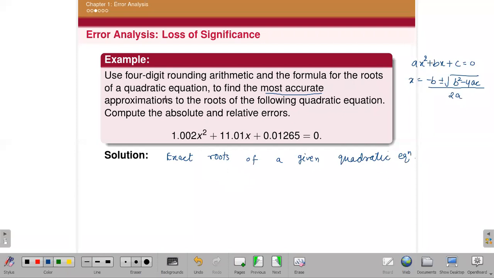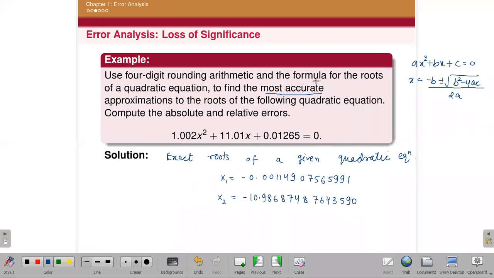So here you should not follow the 4-digit rounding arithmetic. Here you will write all the digits that your calculator is showing: 0.00114907565991. So this is our first exact root, and the second is minus 10.98687487643590. So these are two exact roots.